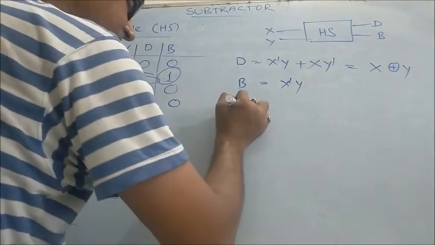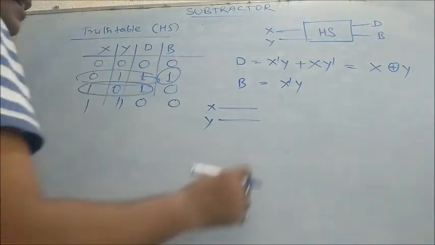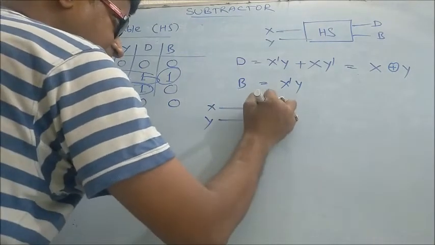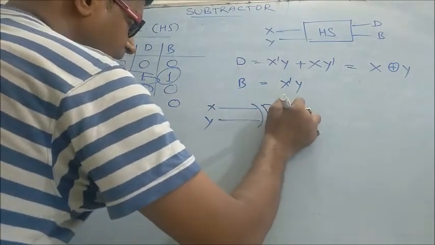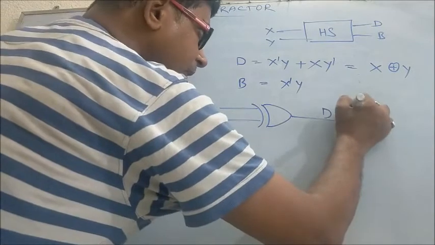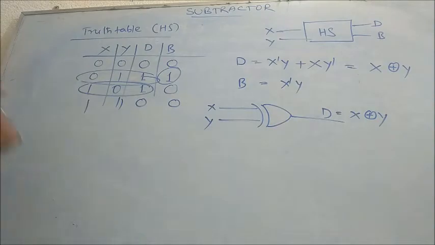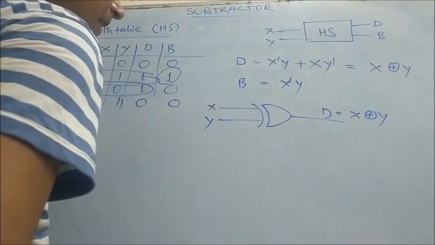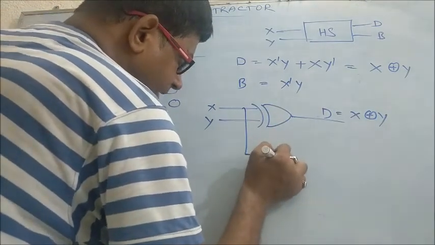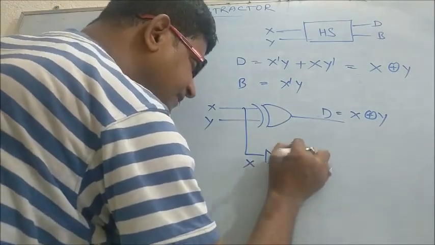On this basis, let's try to make the logic circuit of the half subtractor. For that we will take two inputs, first x, second y, and what we have to perform is XORing. So I have performed XORing like this, and the output will be D, which is equal to X XOR Y. Now, for borrow, what do we have to take? X dash. So this is X. Now here I will put an inverter. After putting the inverter, this X will become X dash.